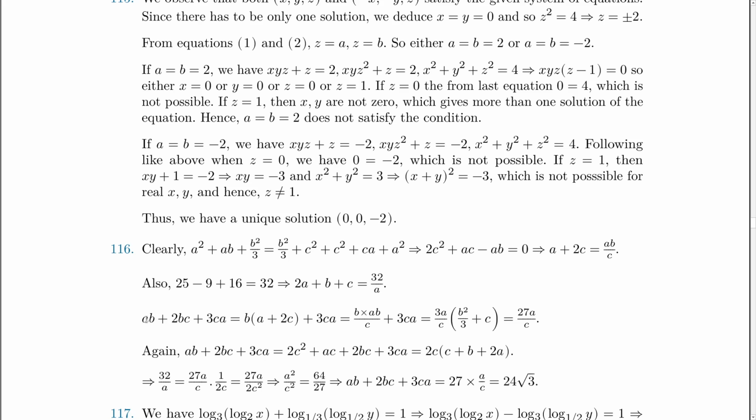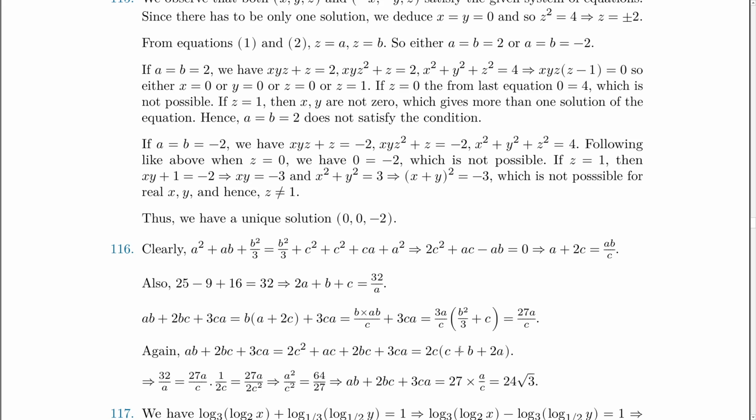Now we have to evaluate ab plus 2bc plus 3ca. So we take b common, we get b into a plus 2c plus 3ca, and we have a plus 2c is equal to ab by c. So we put in here, and we get upon simplification 27a by c. But we also see that ab plus 2bc plus 3ca would be equal to 2c square plus ac plus 2bc plus 3ca, which is equal to 2c into c plus b plus 2a.